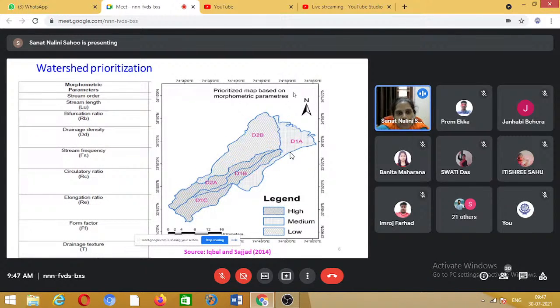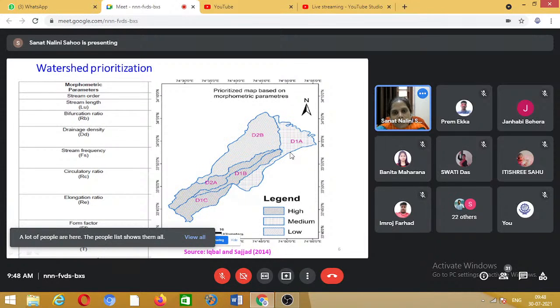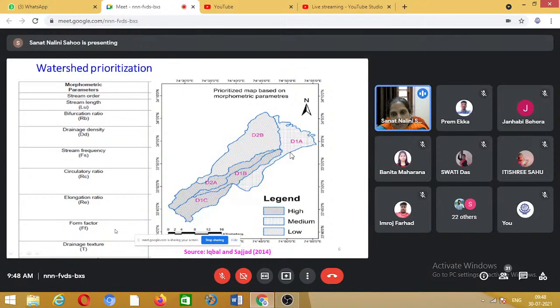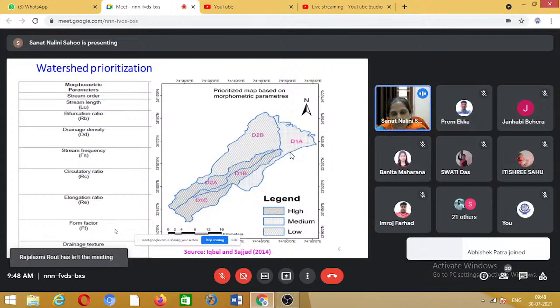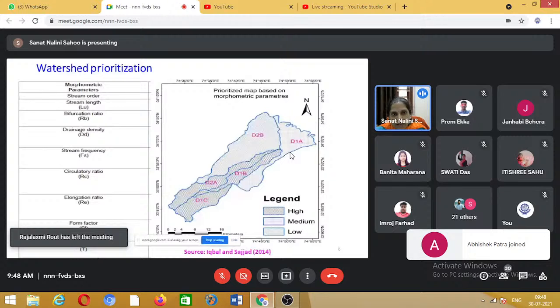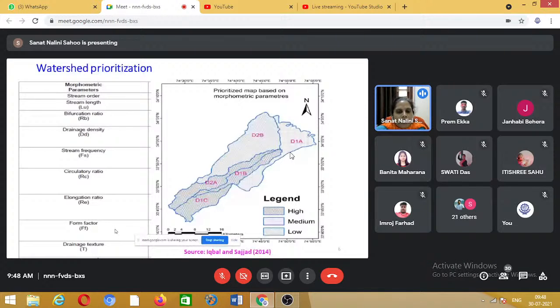So here, ranking of watersheds or sub-watersheds takes place on the basis of some morphometric parameters like stream order, stream length, bifurcation ratio, drainage density. All these physiographic parameters, as we discussed in the previous class, can be estimated by application of GIS. If you remember, we discussed yesterday the stream network and stream length. Once you know that, you can calculate drainage density and all other morphometric parameters. Based on those, you can rank these watersheds and decide which watersheds or sub-watersheds should get the facility first. This is one of the applications of remote sensing.